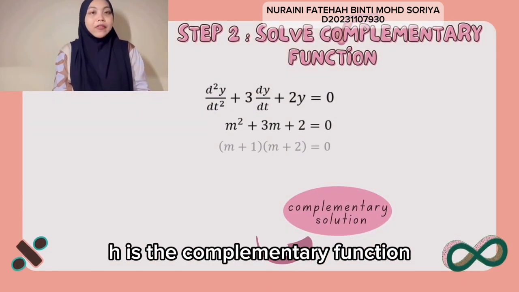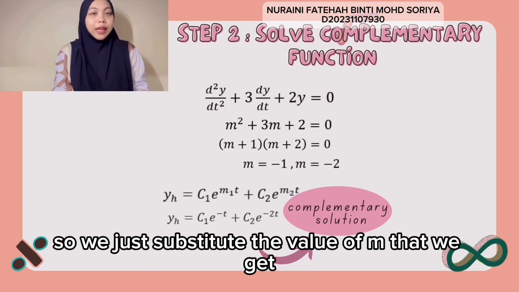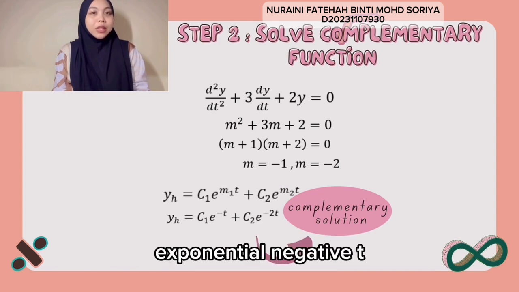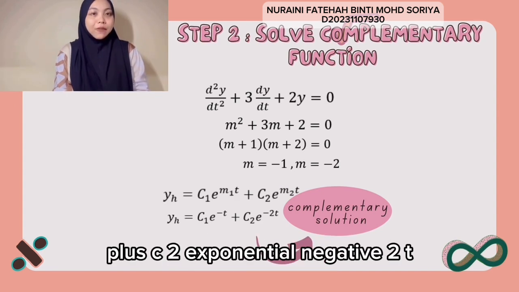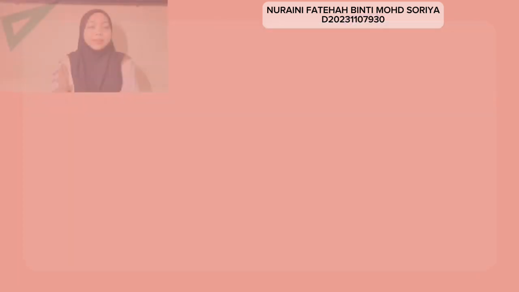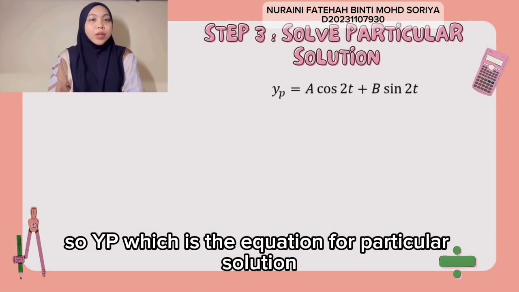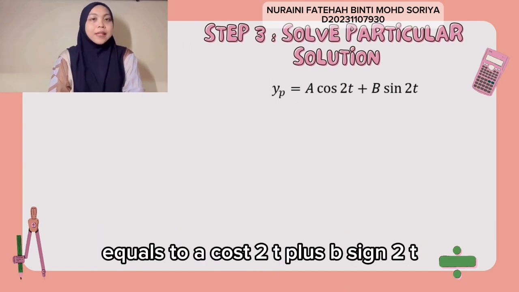YH is the complementary function, so we just substitute the value of m that we get into that equation. Our complementary function is C1 e^(-t) plus C2 e^(-2t). The third step is solving for the particular solution. So Yp, which is the equation for the particular solution, equals A cos 2t plus B sin 2t.